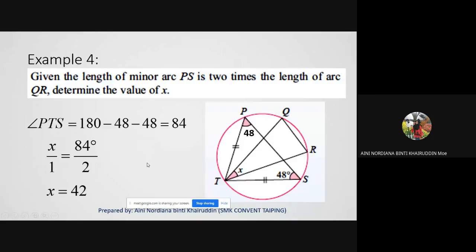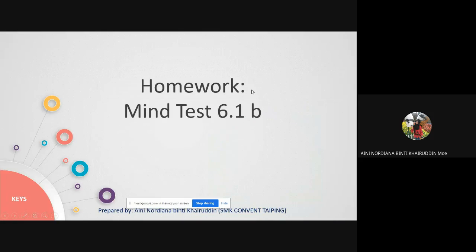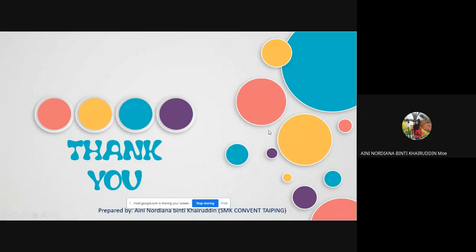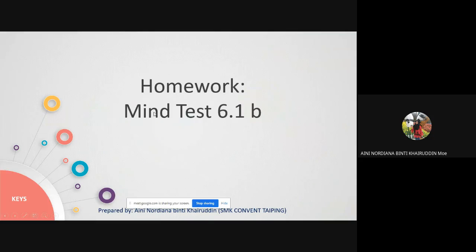So this one just now. So this is your second homework for today, Mind Test 6.1b. That's all for today. So we review back.